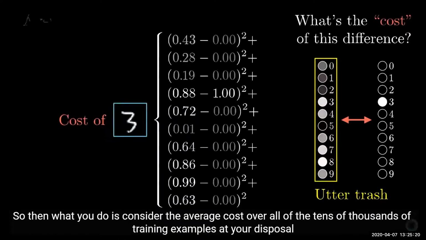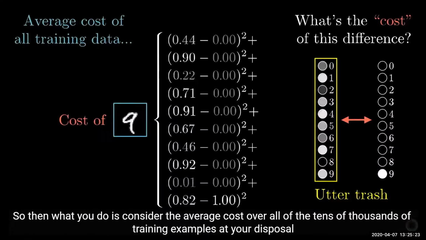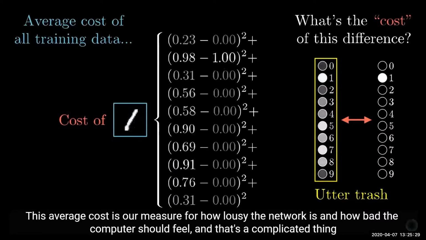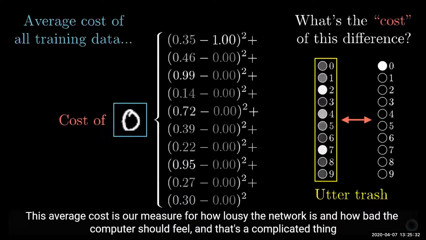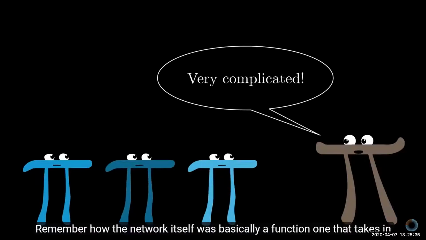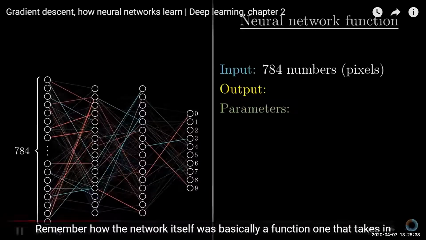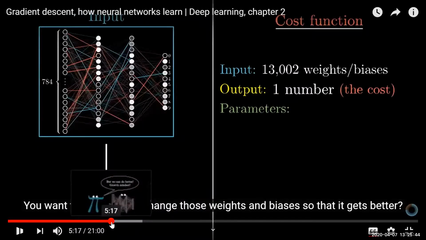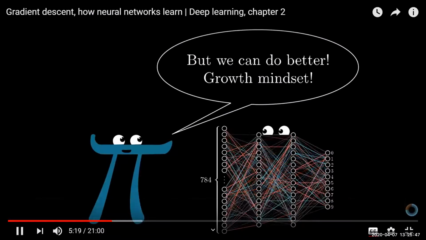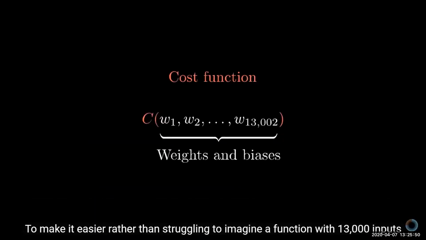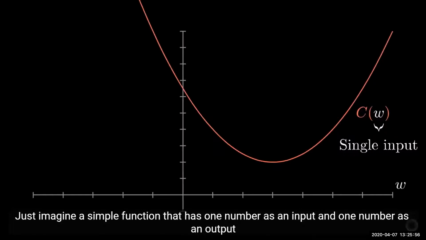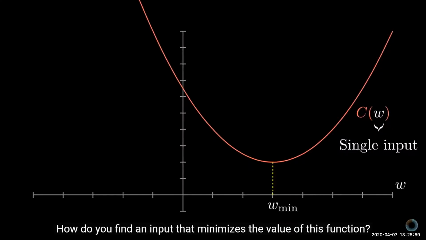So then what you do is consider the average cost over all of the tens of thousands of training examples at your disposal. This average cost is our measure for how lousy the network is and how bad the computer should feel. And that's a complicated thing. Remember how the network itself was basically a function, one that takes in 784 numbers as inputs. To make it easier, rather than struggling to imagine a function with 13,000 inputs, just imagine a simple function that has one number as an input and one number as an output. How do you find an input that minimizes the value of this function?